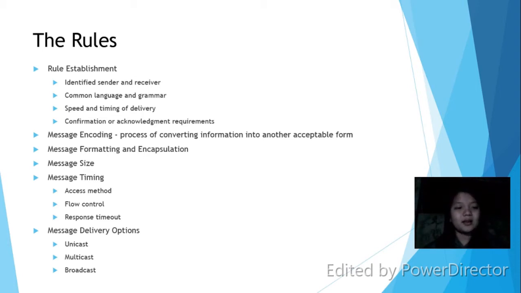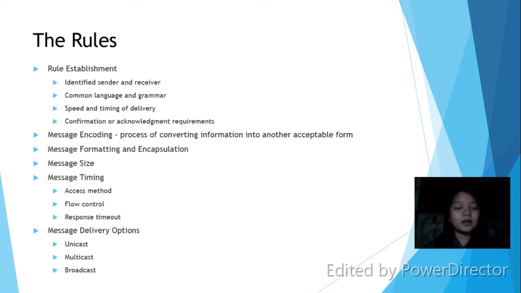Then the message timing. We have the access method, flow control, and the response timeout. So message timing is about your timing. If two people communicate or talk at the same time, you will not understand each other. So you need to have the message timing.